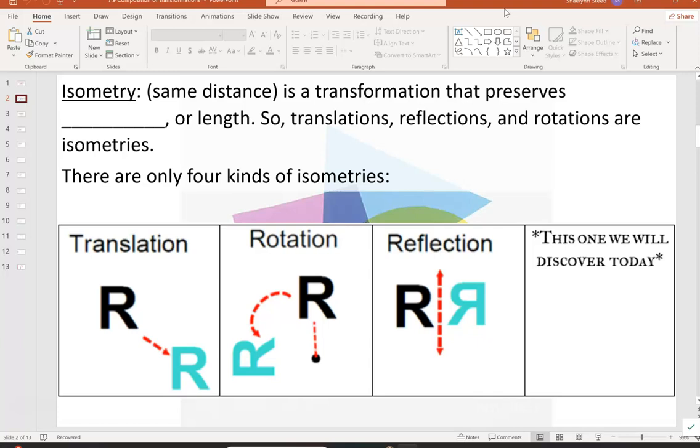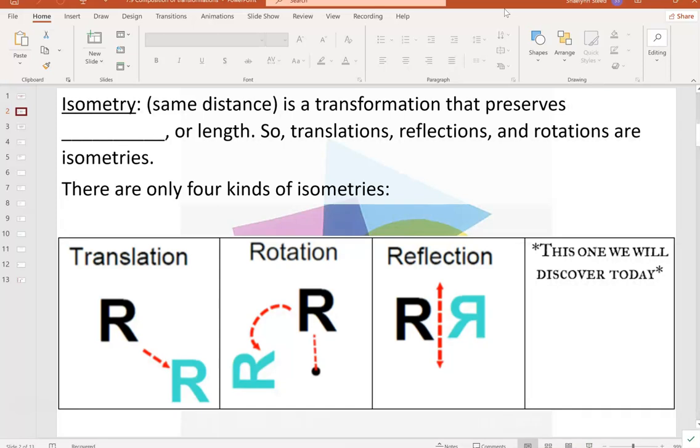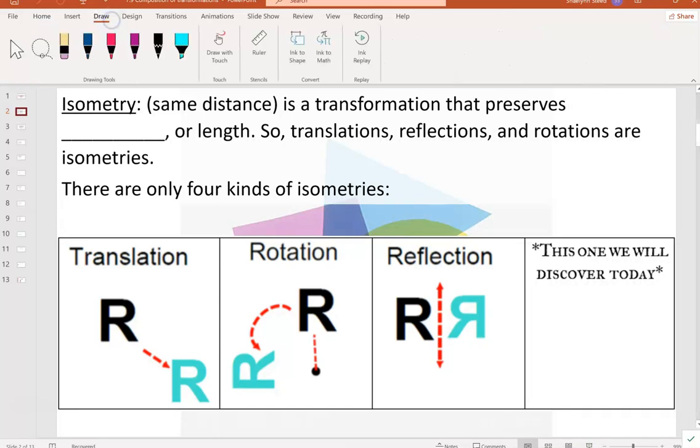Now, isometries we've already talked about. We just didn't call it an isometry. An isometry is going to be a rigid transformation. In other words, it preserves congruence. If it's that length, it's going to stay that length. If it's at that angle, it's going to stay at that angle. So translations, reflections, and rotations are all considered isometries.